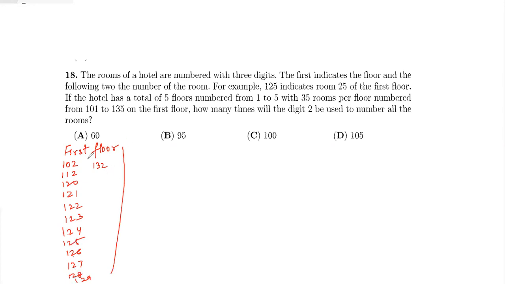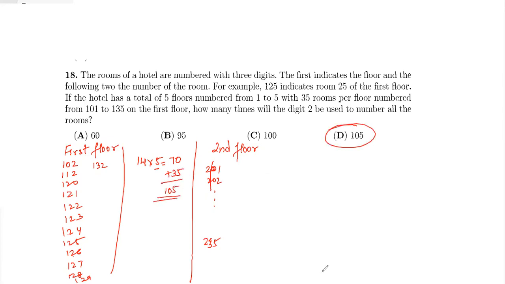So on the first floor, it's getting repeated 14 times. So we do 14 into 5 floors, which is 70. But now, what will happen on the second floor, since it is floor number 2, the room numbers will be 201, 202. So 2 will now be repeated 35 times, because the room numbers will be 201, 202, all the way until 235. Now, the room numbers part we have already taken here, but the first digit, the floor part, we have not taken into account. So we need to add 35 to this number. So my answer will be 105.